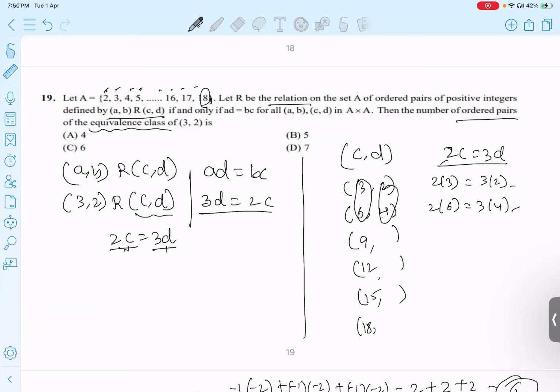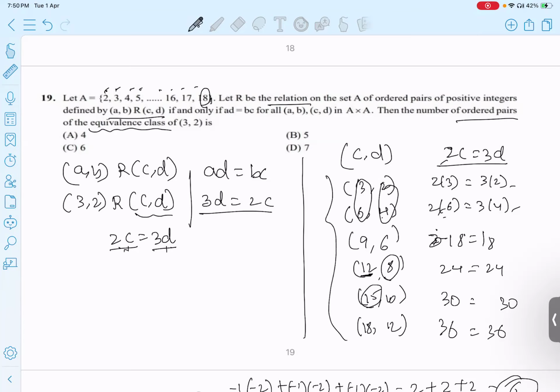This is a multiple of 2: 2, 4, 6, 8, 10, 12. Okay, so if we substitute the values, we will get here also 9 2s are 18. This is also 18. If I substitute C as 12, we'll get 24. D as 8, we'll get 24 again. C as 15, 30, 10 gives 30. Fine students. So these are the obtained ordered pairs. Let us count how many ordered pairs there are. 1, 2, 3, 4, 5, and 6.